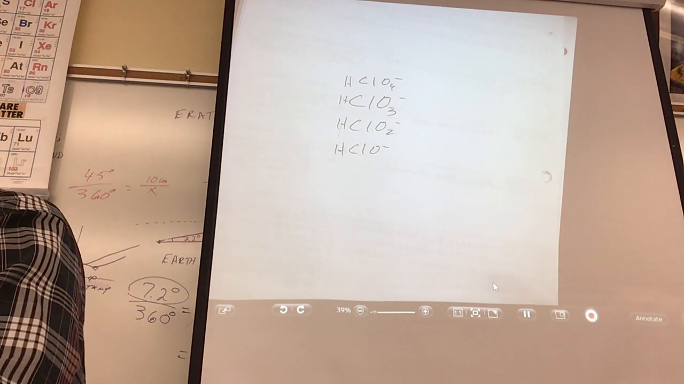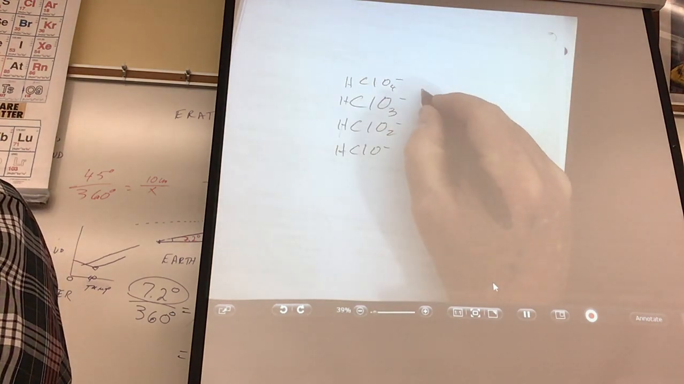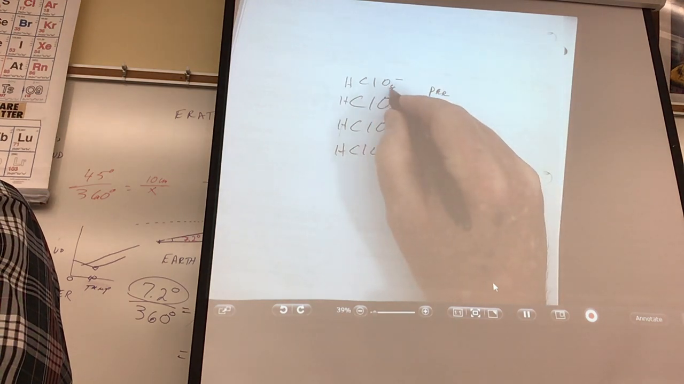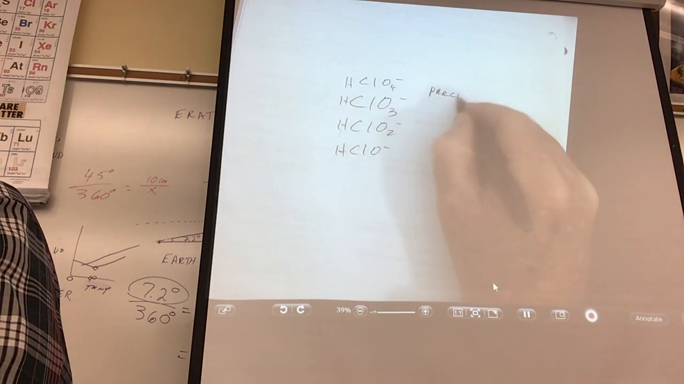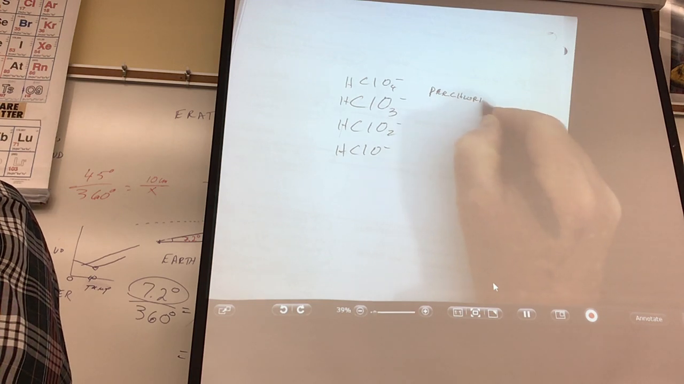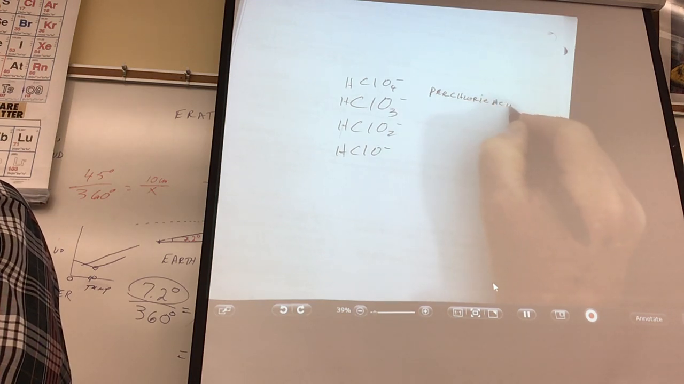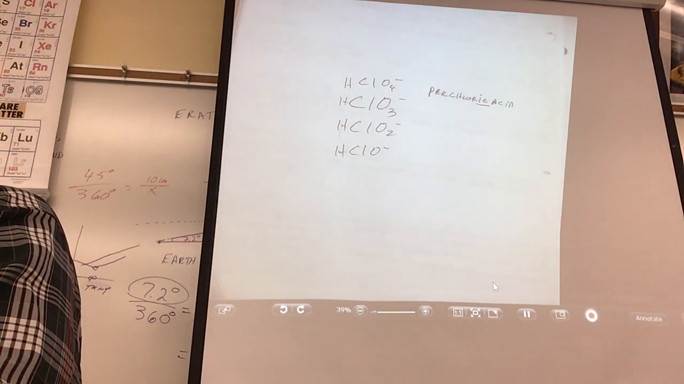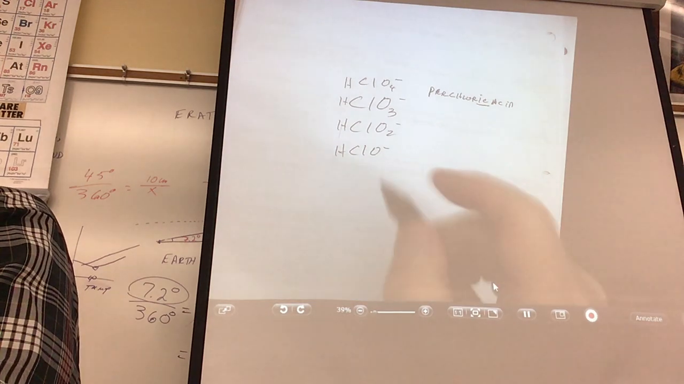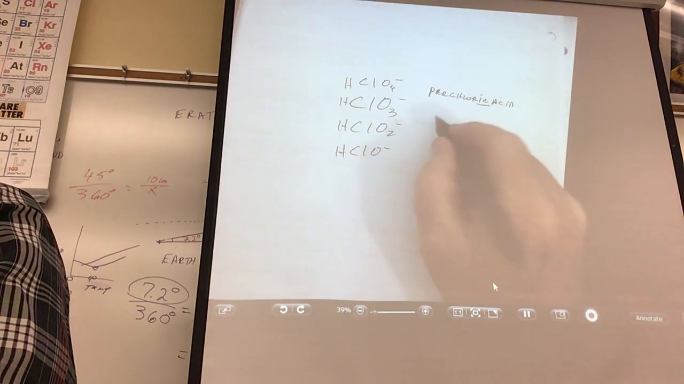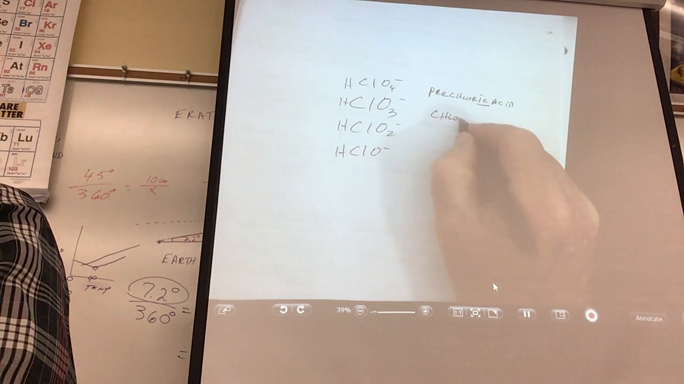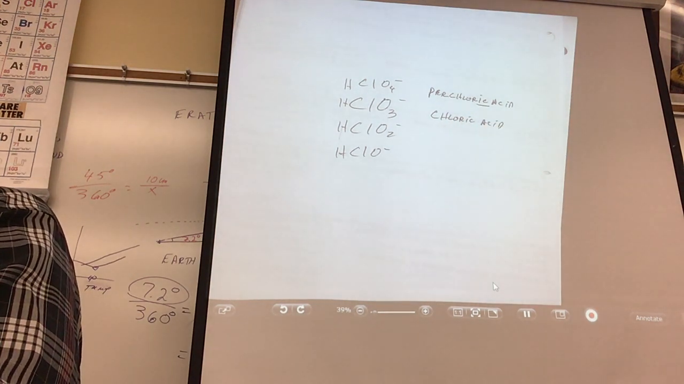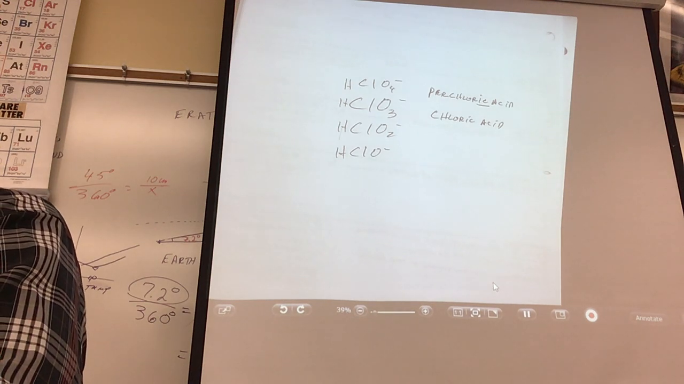Calvin, pick one. The first one. Is it perchloric acid? Well, since it ended in ate, you'd have to end in ic. So what did you say? Perchloric acid? You are absolutely right. It was perchlorate, so it's perchloric acid. Very good. Is it just chloric acid for the next one? Chloric acid. You're right. It was chlorate, so it becomes chloric acid.